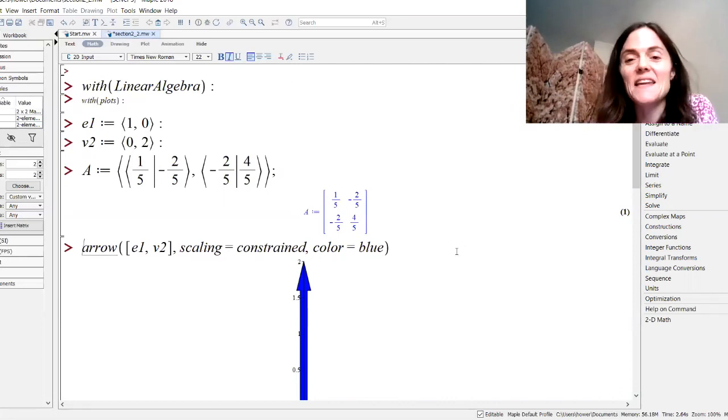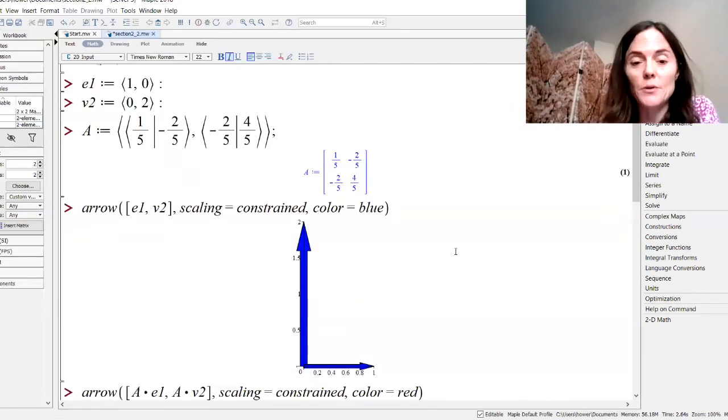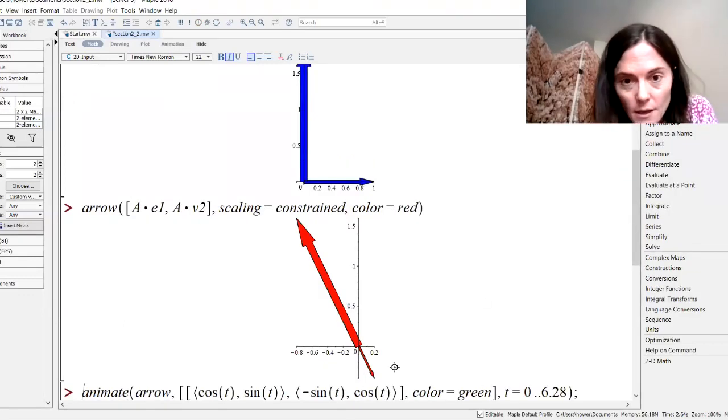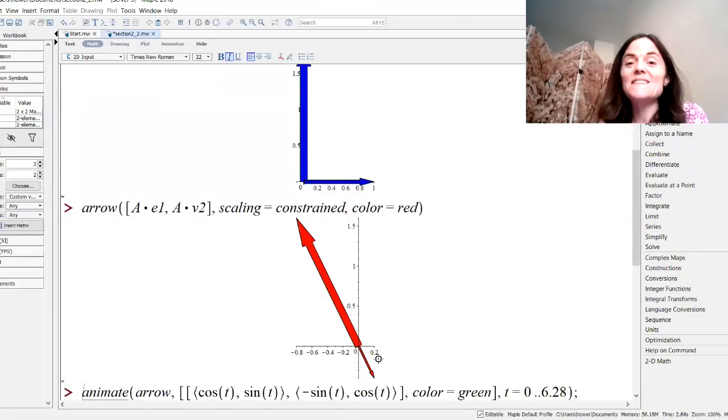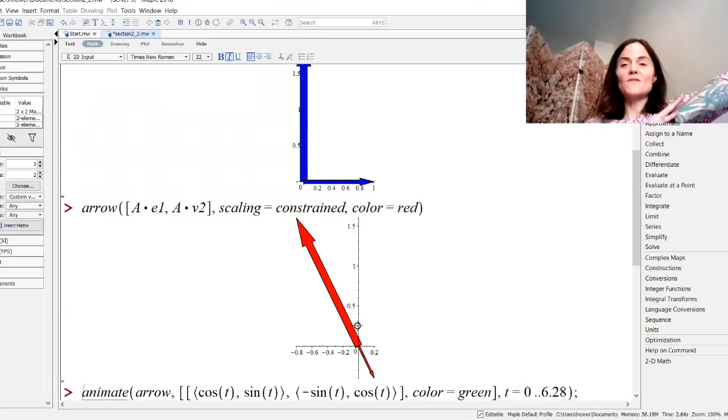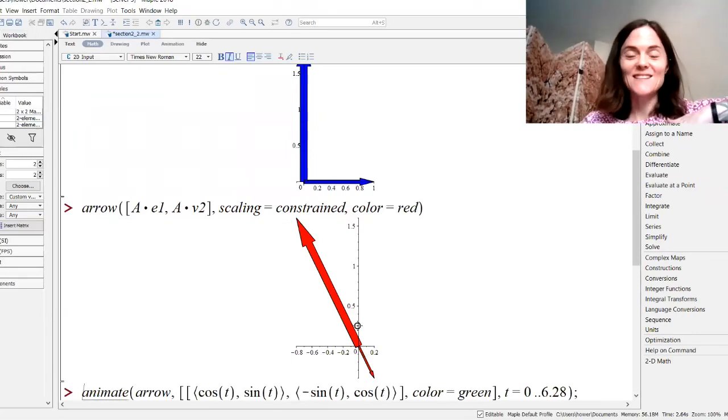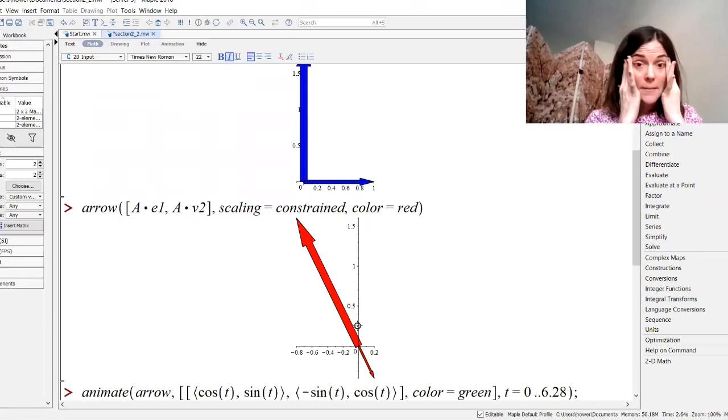Okay, and then here is the standard L in blue. And now let's look. Oh, okay, cool. What you see here, you see both of these vectors have been projected onto the same line, as it should be, right?